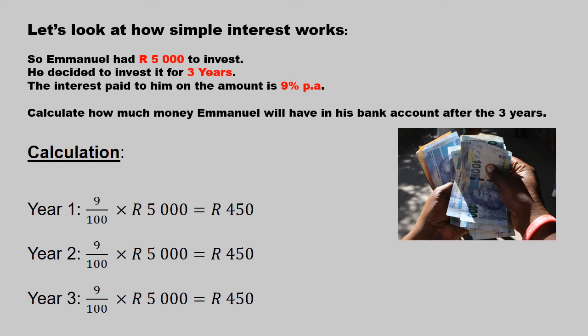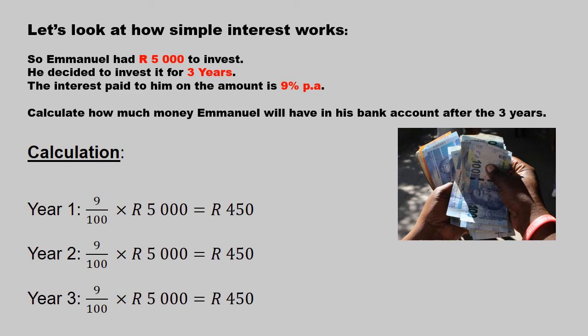So then you might just ask me, ma'am, but can't you just work it out once and times it by 3? Yes, you can do that. All right, so just look carefully at what the question says. Sometimes they say to you, work out each year separately. Then unfortunately, you have to double up or triple up on your explanation.